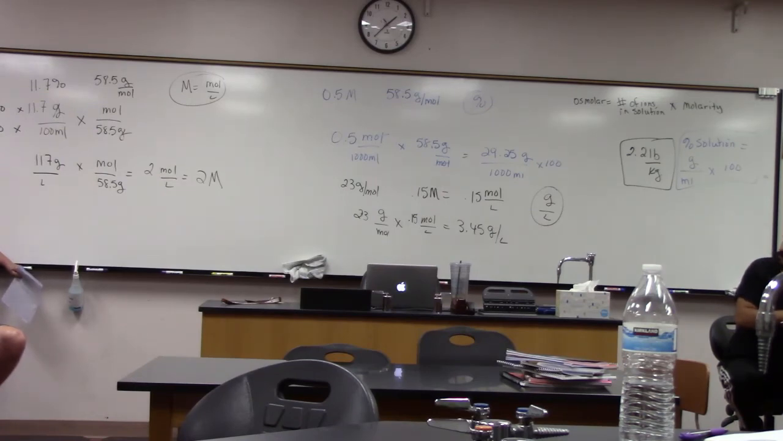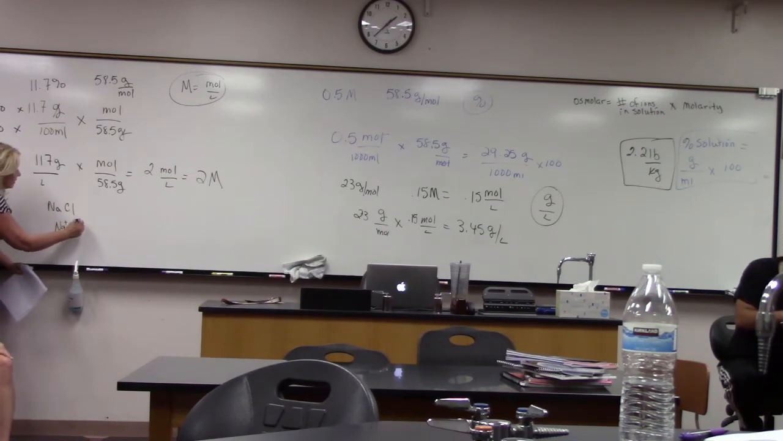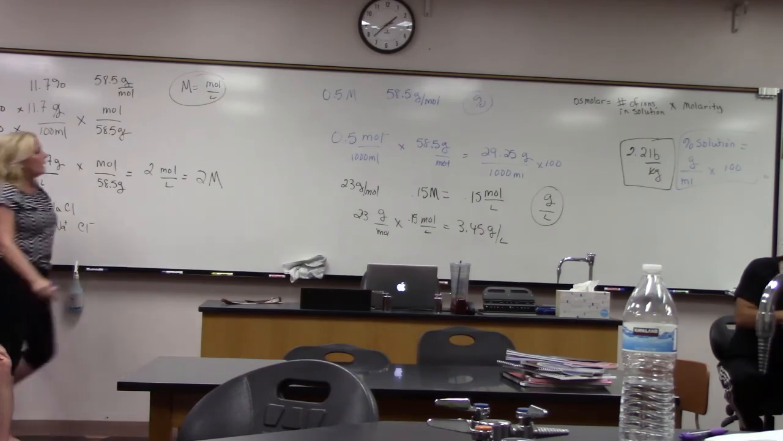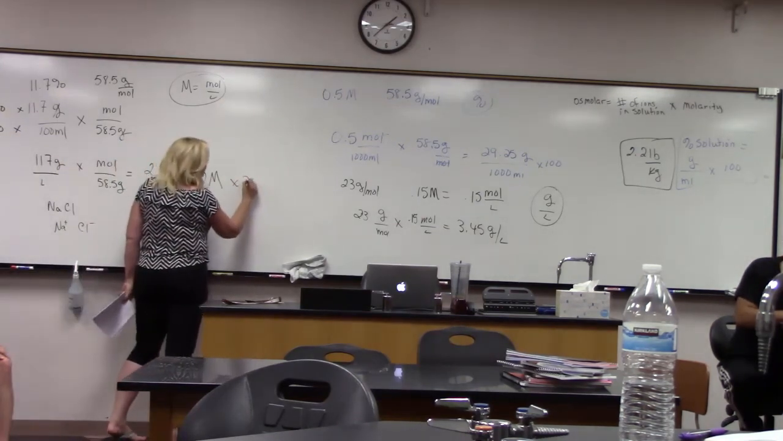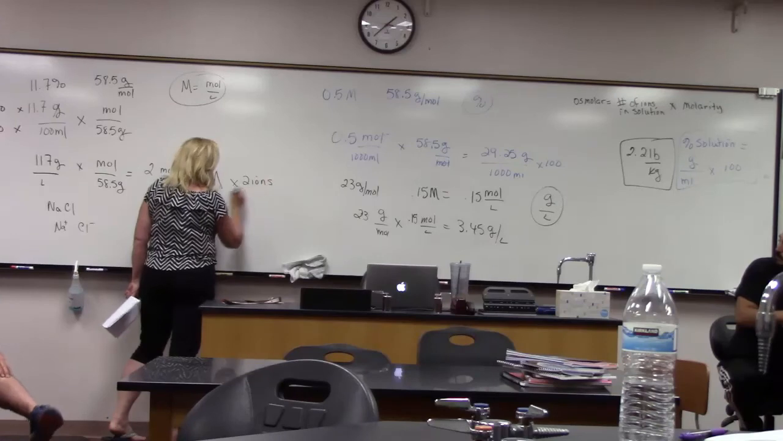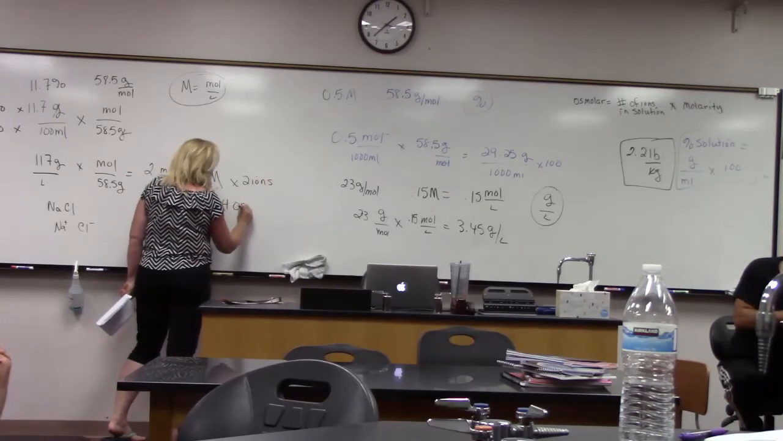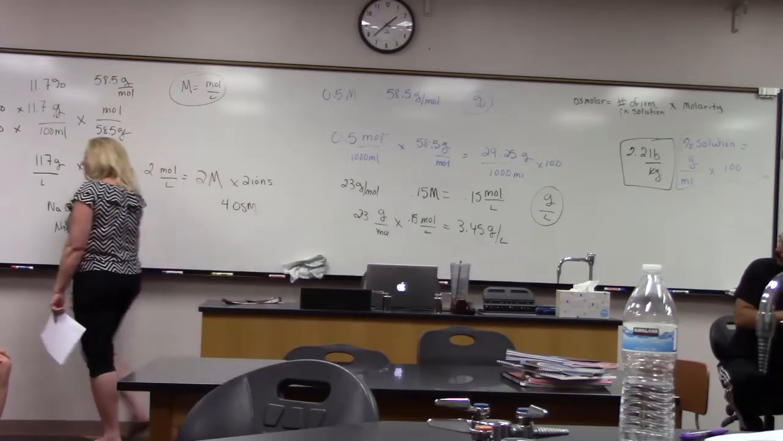However, they want you to find osmolarity, and we are using sodium chloride. If you put sodium chloride into solution, it falls apart into sodium ions and chloride ions. So the number of ions is 2. So we take our molarity and multiply by those 2 ions, and our osmolarity is 4.